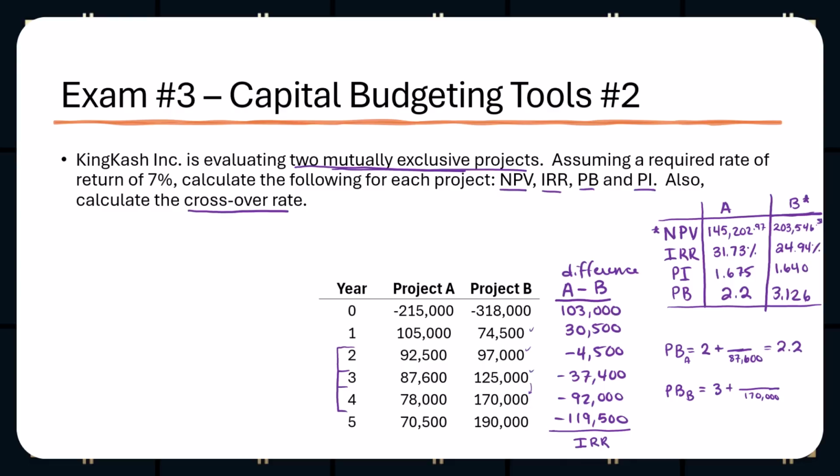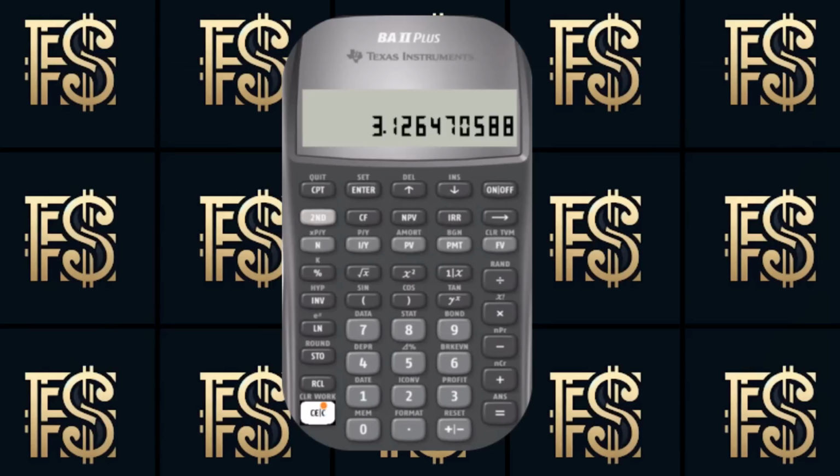Okay, we're not quite done with this problem. We do need to find the crossover rate, so let's go ahead and do that. That's going to require us entering all of those values into our cash flow worksheet. Make sure you clear it out, of course. So we'll go in here, we'll enter 103,000. This is the difference column that we are entering now. So we're entering that difference column.